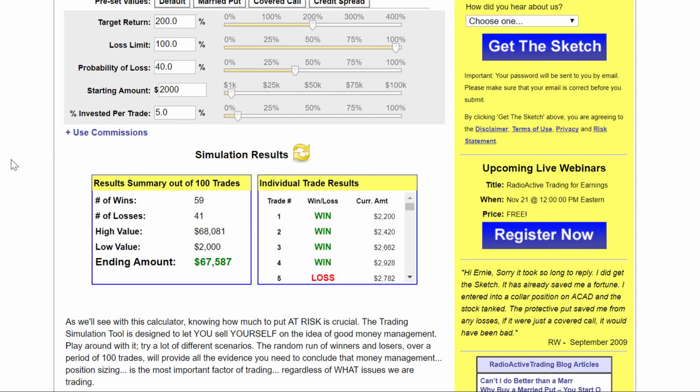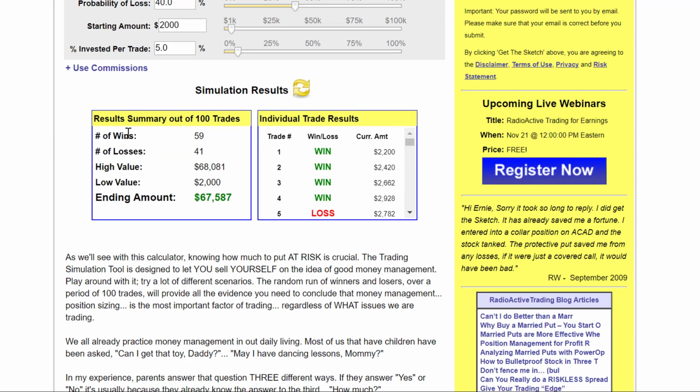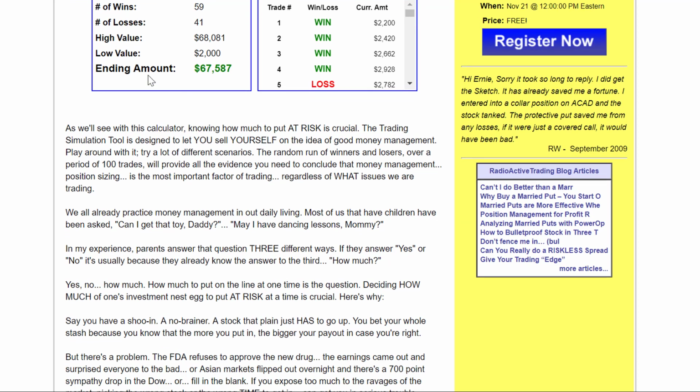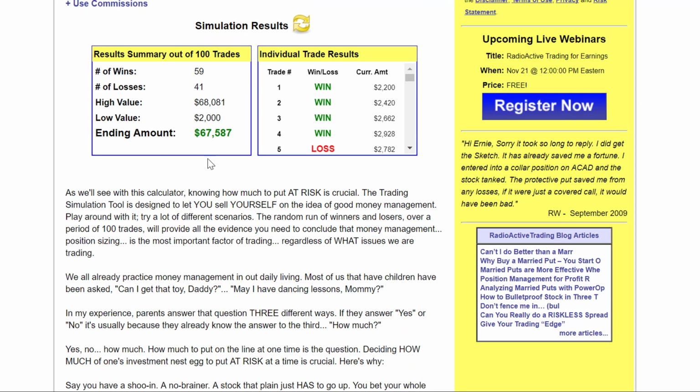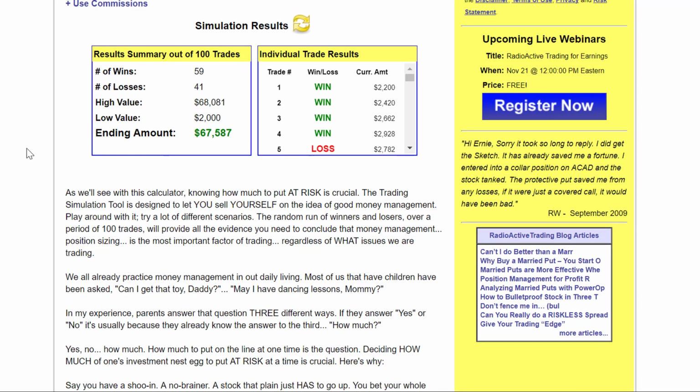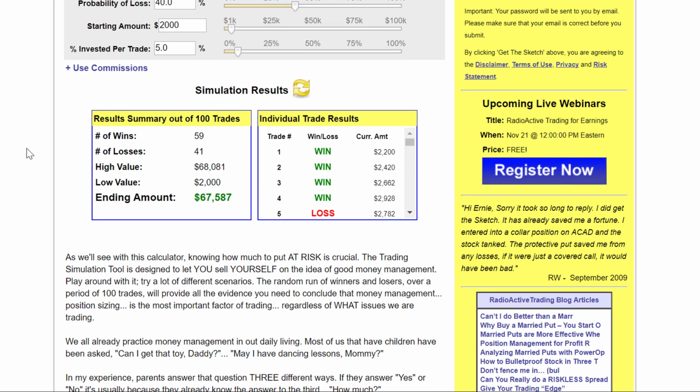So as you can see here, and this is just the simulation results, number of wins 59, the number of losses 41. Okay, high value $68,000, low value $2,000, because that's where we started, and the ending amount is $67,587, which is not too shabby. After 100 trades, if you keep executing the same strategy, that's why I always emphasize the importance of consistency here.